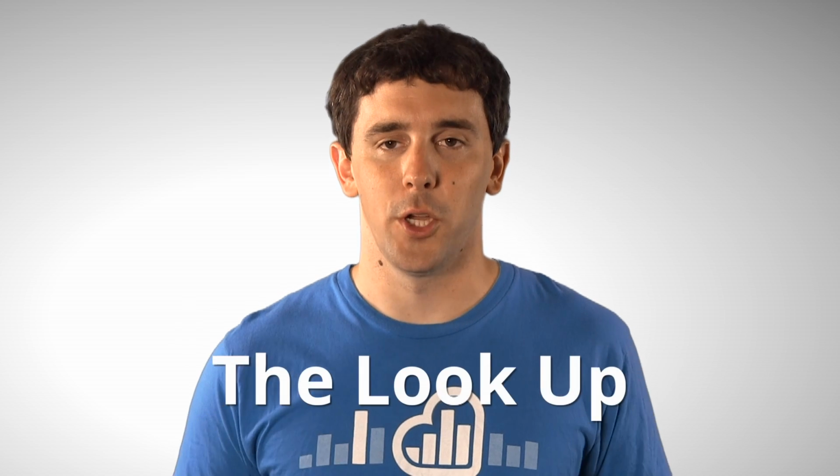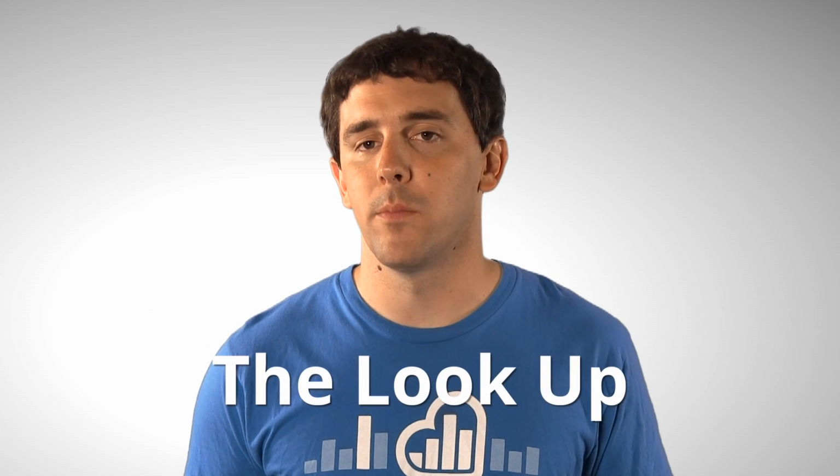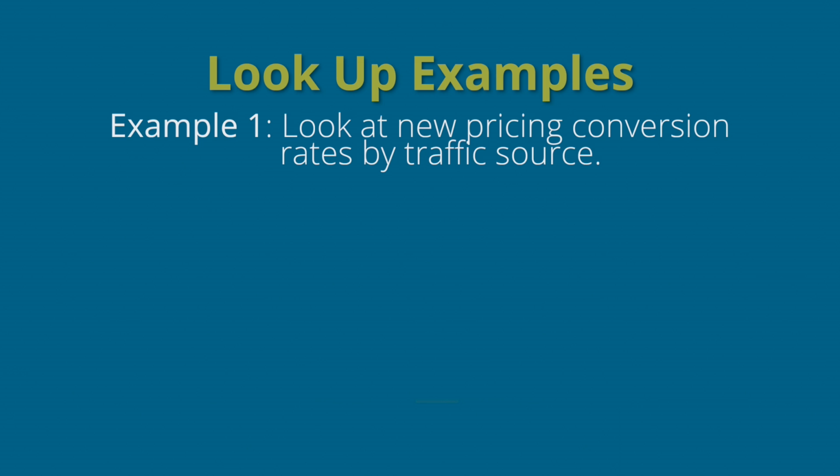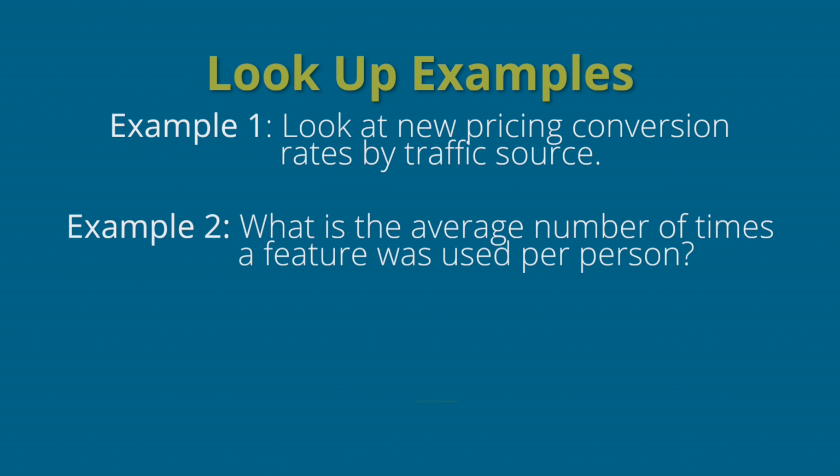Technique number 2, the lookup. The lookup is probably the most common analysis I do. It's pretty run-of-the-mill and something that looks very routine to most marketers. So let's look at a few examples. One example would be looking at our new pricing conversion rates by traffic source. Do customers on new pricing plans on certain traffic sources have higher retention rates? Or another would be, what's the average number of times a feature was used per person? Are certain plan levels, business models, or industries more engaged than others?